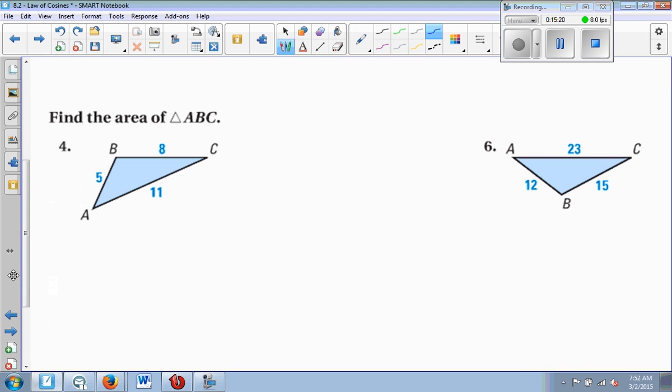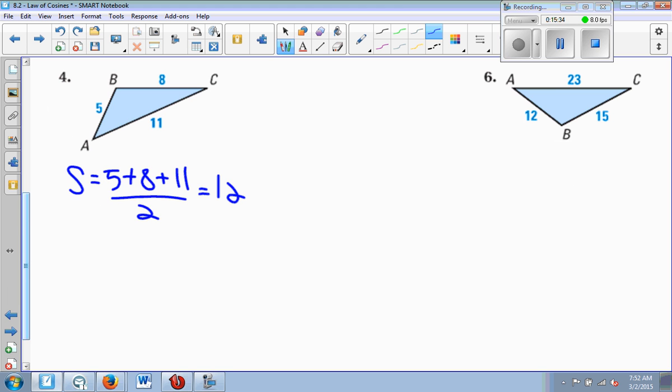So the first thing you would do in a problem like this is find what the semi-perimeter is. So 5, 8, and 11 all divided by 2. 5 and 8 is 13, 11 more is 24. Divide by 2, you get 12. And then we're just going to plug it in the formula.